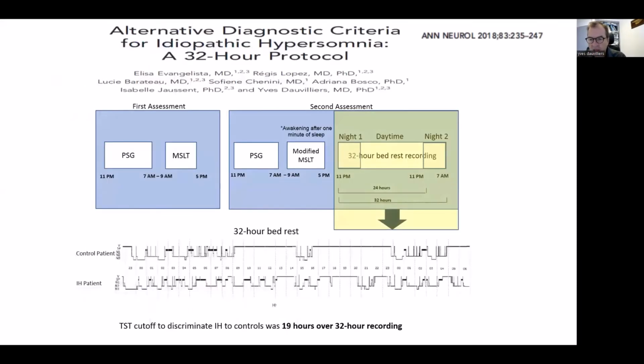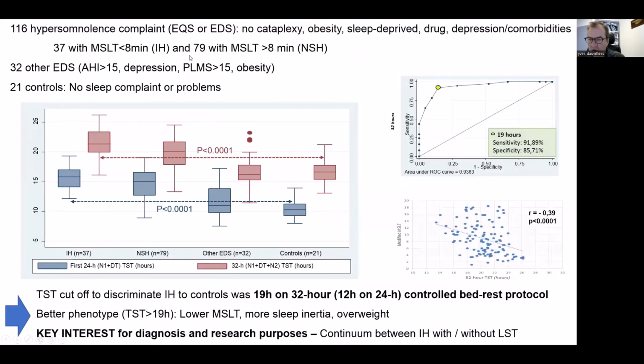So what we did, and I already showed you partially this slide, we did this protocol, very standardized, with this 32 hours, so it's longer than 24. We add a second night to be sure that it's not just long sleepers, because when you are a long sleeper, if you sleep also during the day, you cannot sleep during the night. And we define a cutoff of 19 hours. So this is published in Annals of Neurology as the best alternative criteria to diagnose IH in our hands.